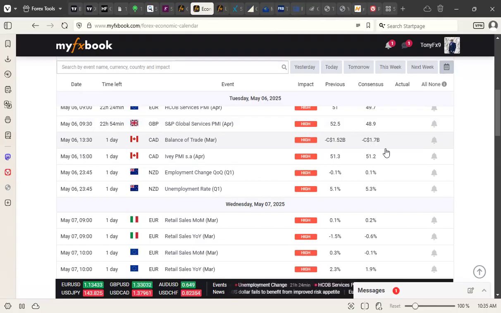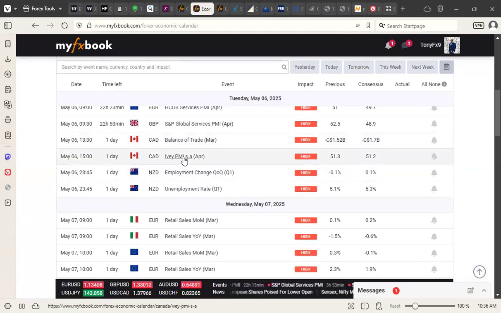Before the tariff war started, this figure used to be positive, but due to the tariff war, CAD is now in negative territory because they're now doing more imports than exports to the US. So if this news turns out negative, we should see way more bearish sentiment on CAD, and investors should sell off CAD against any other currency.